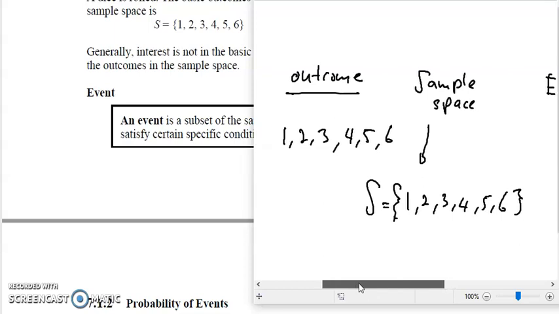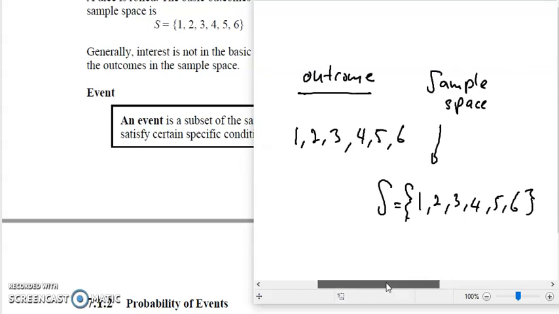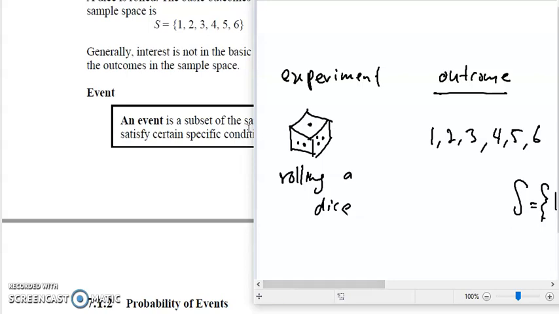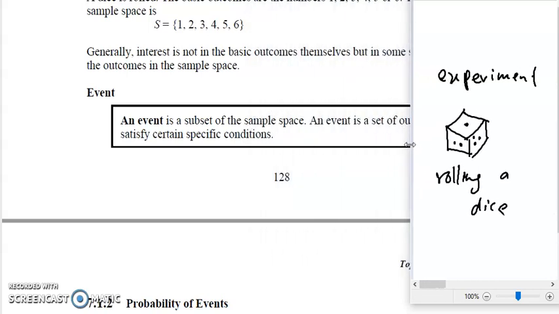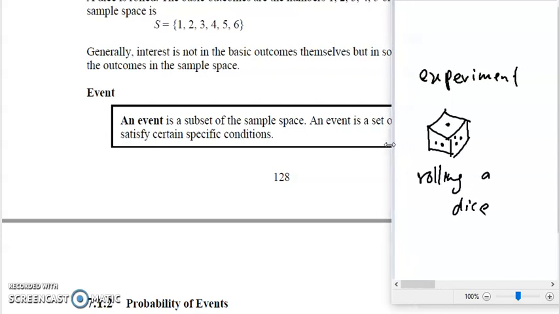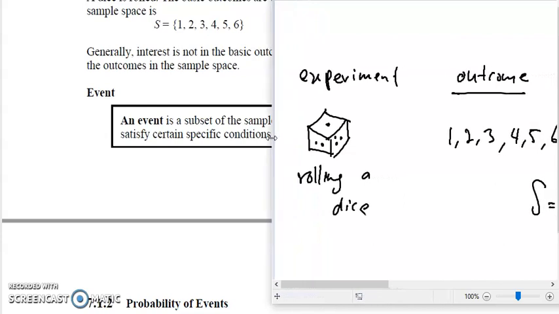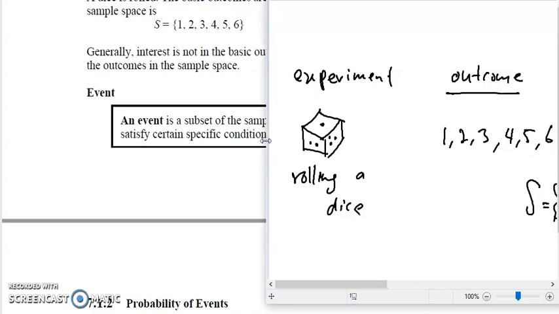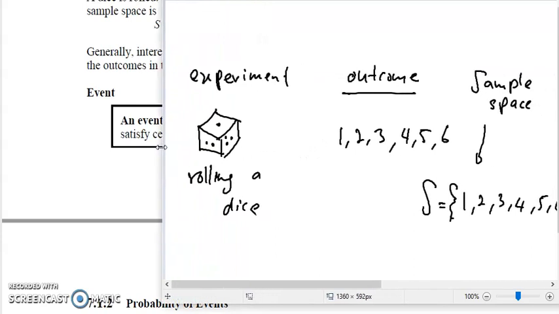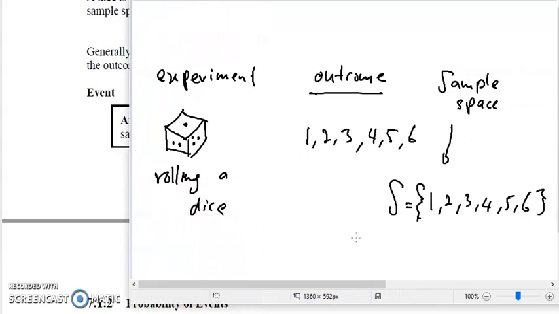Now I'm going to repeat again. An experiment is you are rolling a dice, and after you roll the dice, you are going to have the outcome, from 1, 2, 3, 4, 5, or 6. And then what we are going to do with the outcome is write it as a sample space. The sample space we are going to denote as a capital S. So we are going to have a set with 1, 2, 3 until 6.